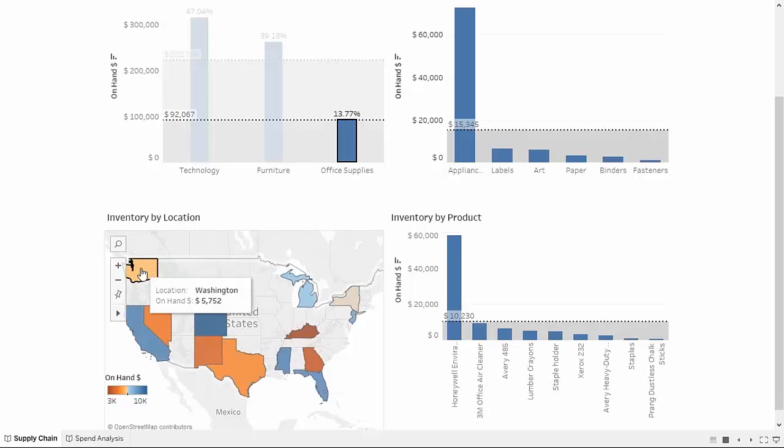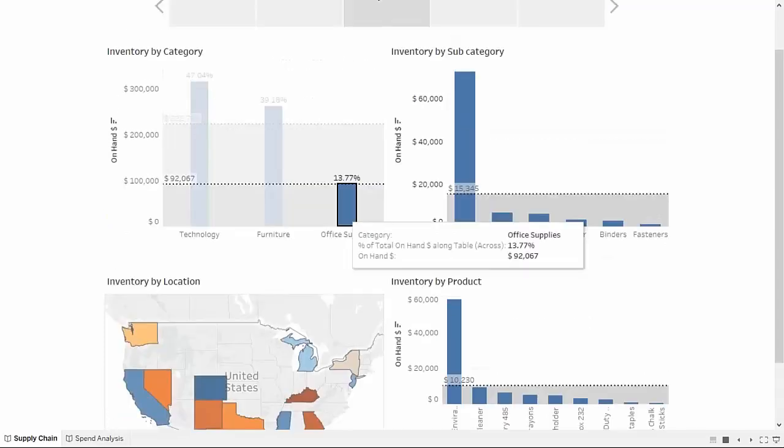For example, Washington is a place where I have on hand which is not too low, not too high, could be an optimum level. I have a lot of inventory stocked at Colorado. Am I overstocking it? I may want to know the sales. We have already seen the sales earlier, right? We can look at the sales and compare it with how much am I selling, and do I still need to stock this much.